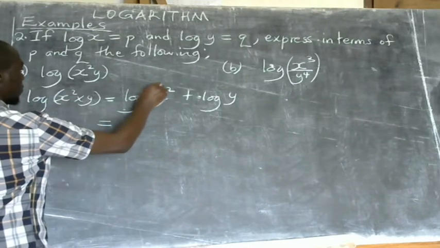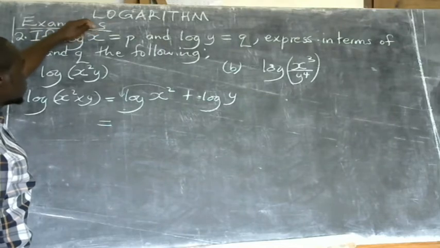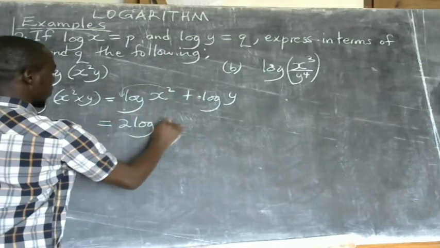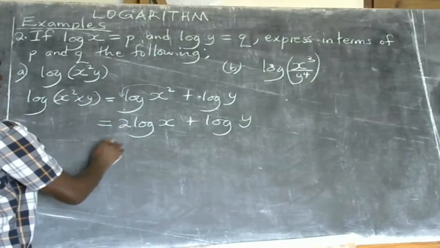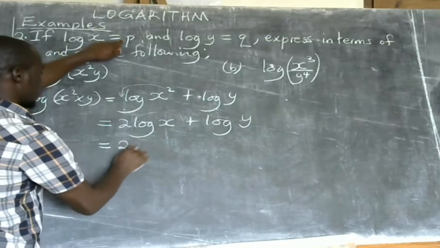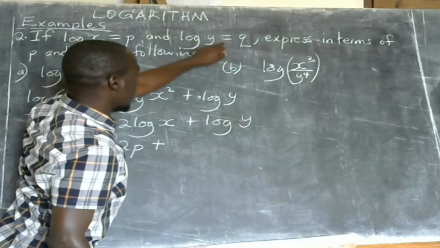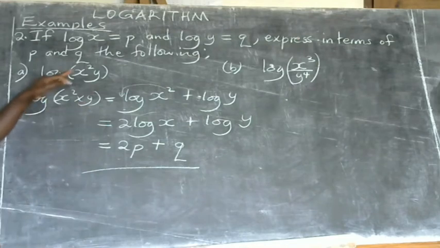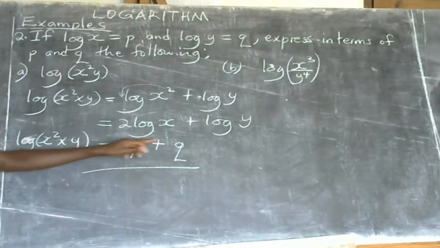Now I'm going to bring the power, because this log of x I want to substitute has nothing like a power. So I bring the 2 here. This is 2 log of x, then plus log of y there. Then now I can substitute. My log of x was given as p, so this is going to be 2p plus log of y, which has been given as q, plus q. So I've expressed this log in terms of p and q there.